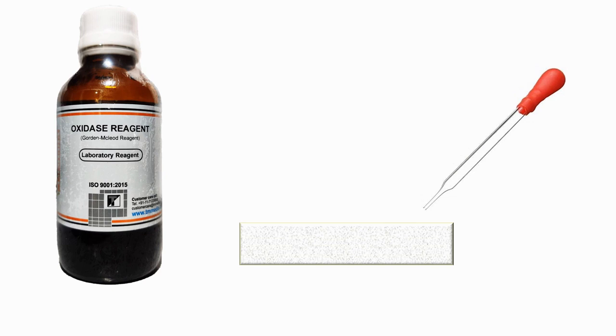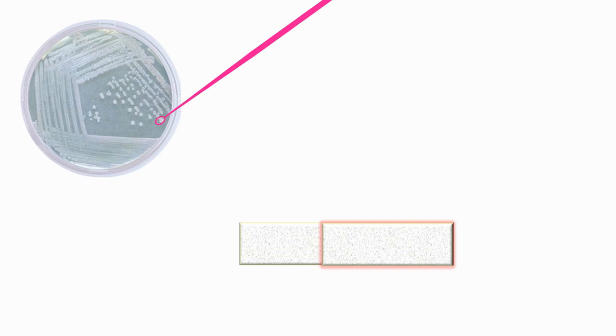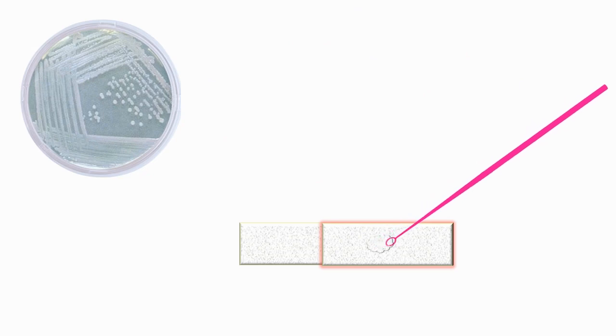In this we soak a small piece of filter paper in oxidase reagent. With a sterile plastic loop, pick up isolated colony from a young culture plate and rub it onto the treated portion of the filter paper. Do not use nickel, steel or other wire loops.